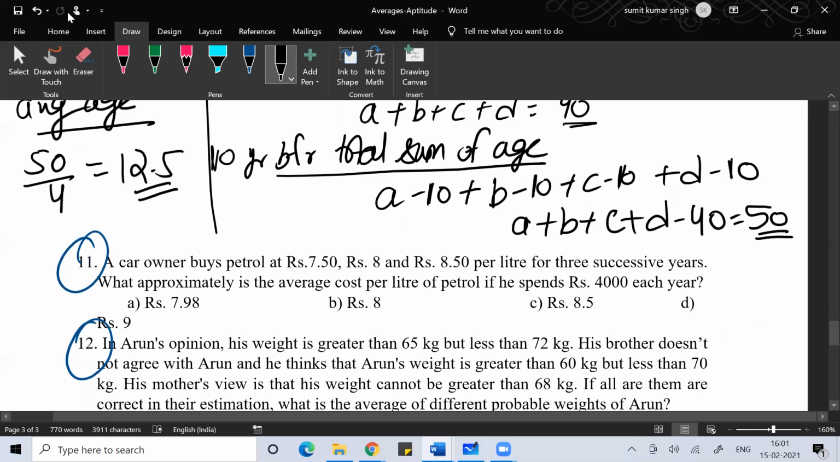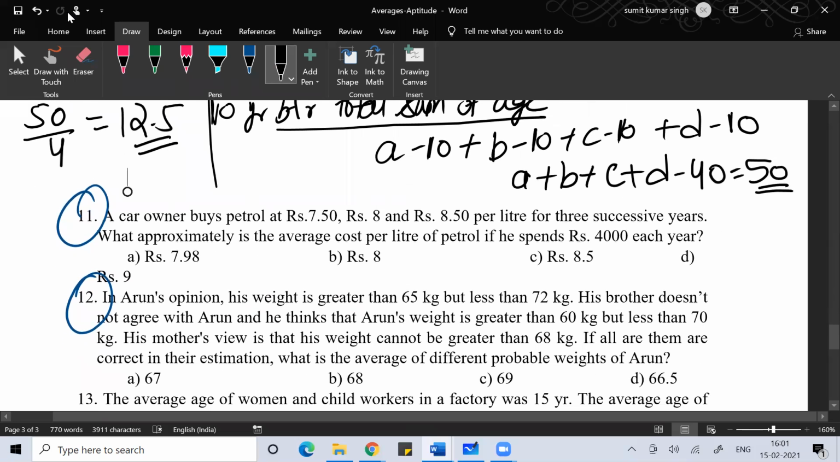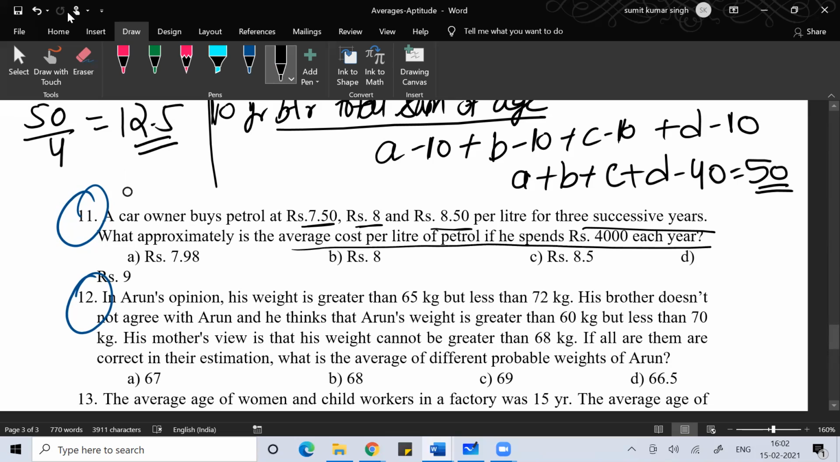So similarly, if you see question number 11, a car owner buys petrol at 7.5 rupees per liter, 8 rupees per liter, 8.5 rupees per liter for 3 successive years. What is approximately the average cost per liter of petrol if you spend 4,000 rupees per year? So this is the question.